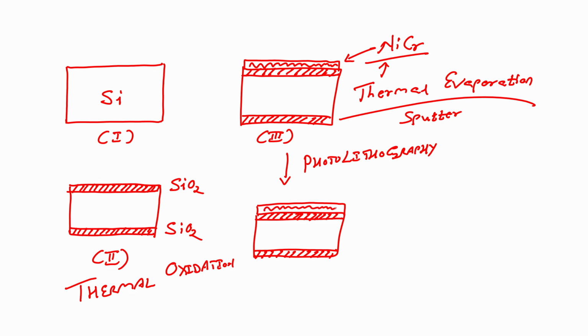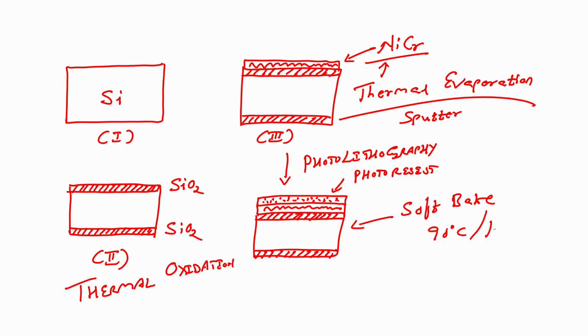On this metal I will spin coat photoresist. After spin coating the photoresist, I will bake this, which is called soft bake. Bake this at 90 degree centigrade for 1 hour.